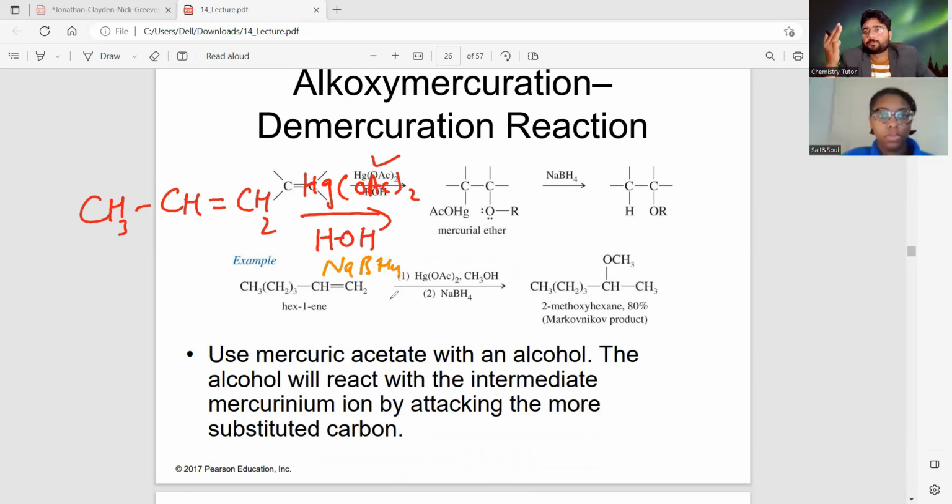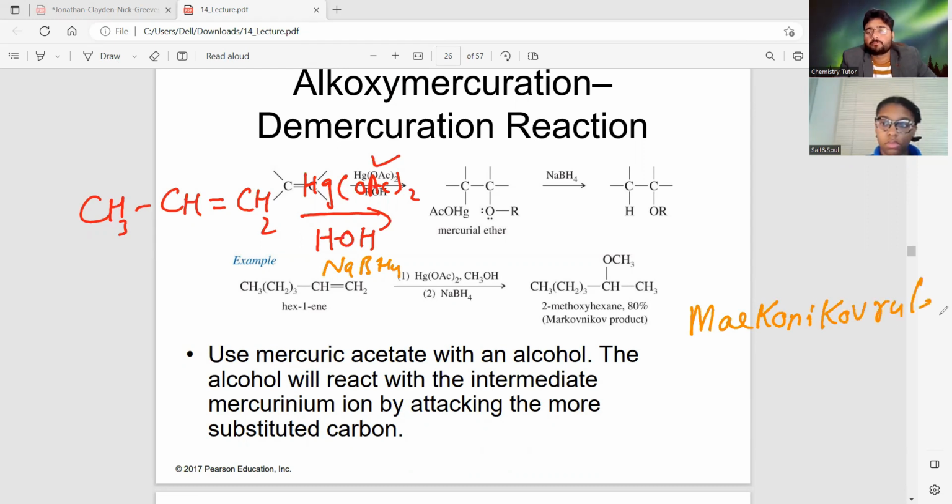So there are 3 important points about mercuration and demercuration. The first important point is that it follows the Markovnikov rule. Do you remember the Markovnikov rule?